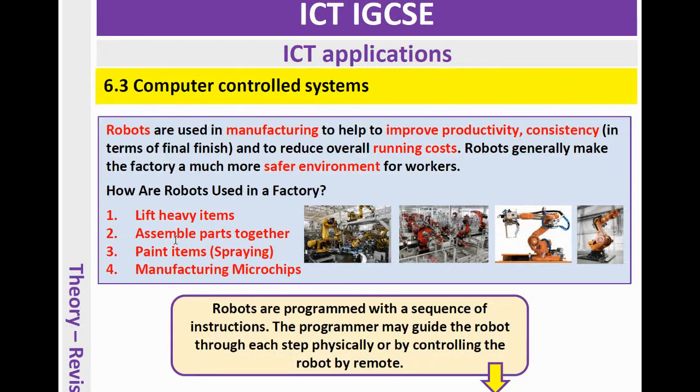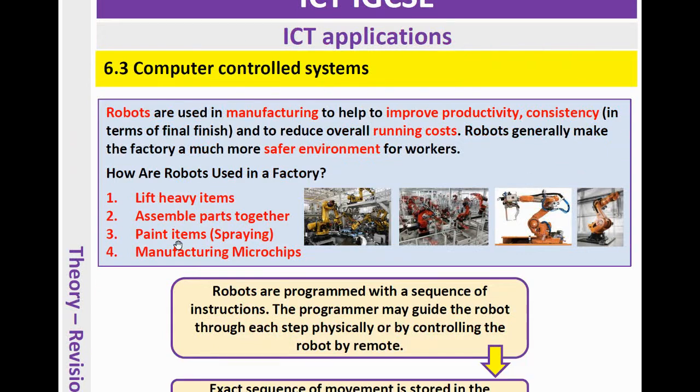Okay, guys, let's look at computer controlled systems, and let's look at robots. So robots can be used in factories, in manufacturing, for example, to build cars, to improve productivity, consistency in terms of final finish, and to reduce overall running costs.